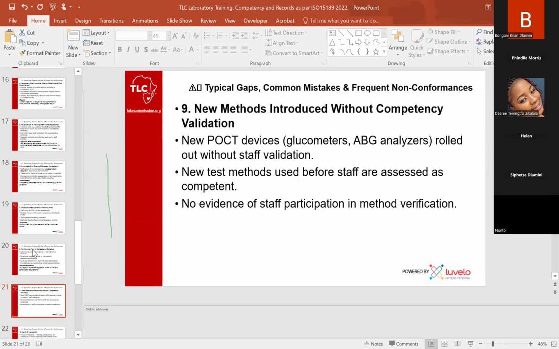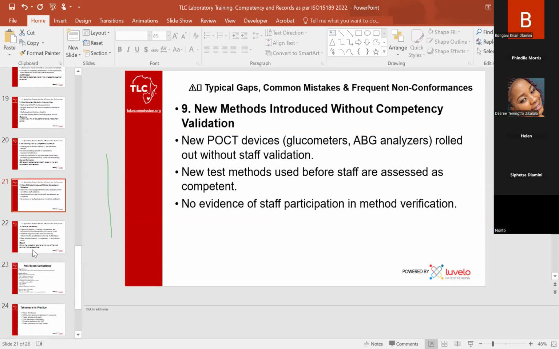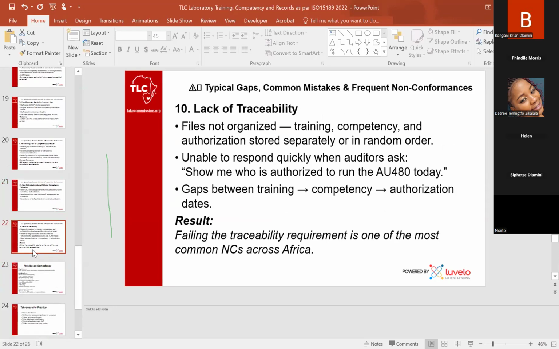Number 9: new methods introduced without competency validation. New POCT devices rolled out without staff validation. New test methods used before staff are assessed as competent. You cannot use a new test until your staff are deemed competent. No evidence of staff participation in method verification. Okay, number 10: lack of traceability.